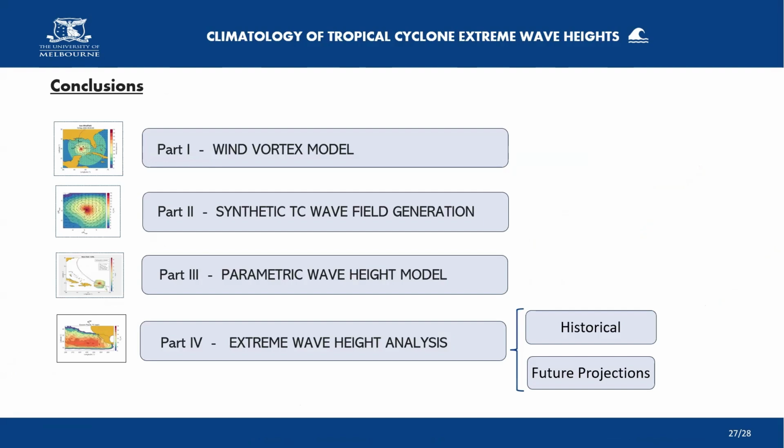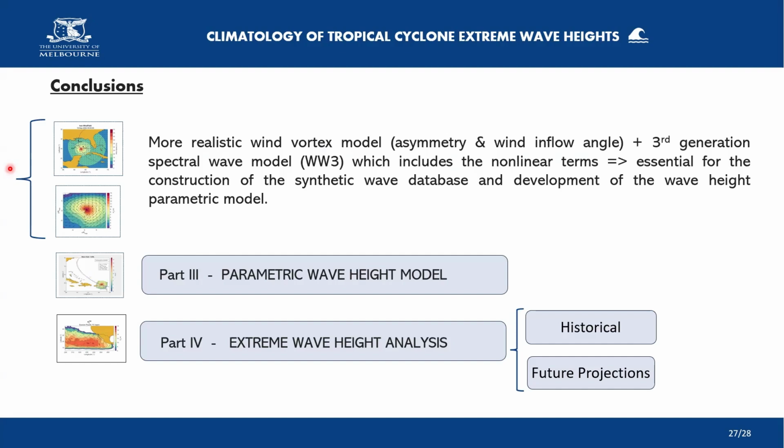Now the conclusions related to the first 2 parts. The more realistic wind vortex model, including asymmetry and a variable wind flow angle, plus the use of a third generation spectral wave model, which includes the nonlinear terms, was essential for the construction of the synthetic wave database and to develop the wave height parametric model.